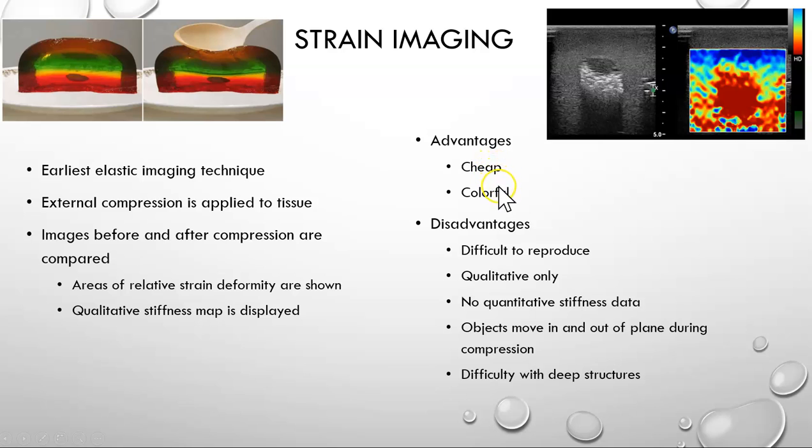This is a very cheap and colorful way of doing it, but it's very difficult to reproduce. And since it's qualitative only, we get no quantitative stiffness data. Objects move in and out of the plane during compression. There's some difficulty utilizing this with deep structures.